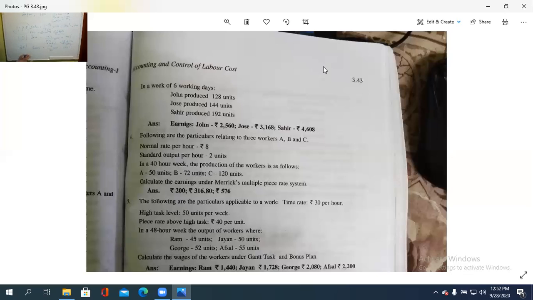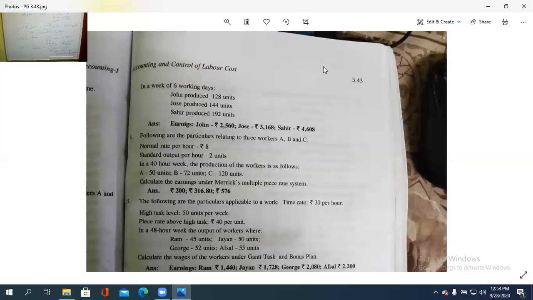The third person is at 120%, at or above 100%, so 120% of the piece rate applies. So 20 into 120% is 24. That 24 is multiplied with 192, that is rupees into 192. It is 4608. See, this is the way we calculate the Merrick's differential piece rate system.